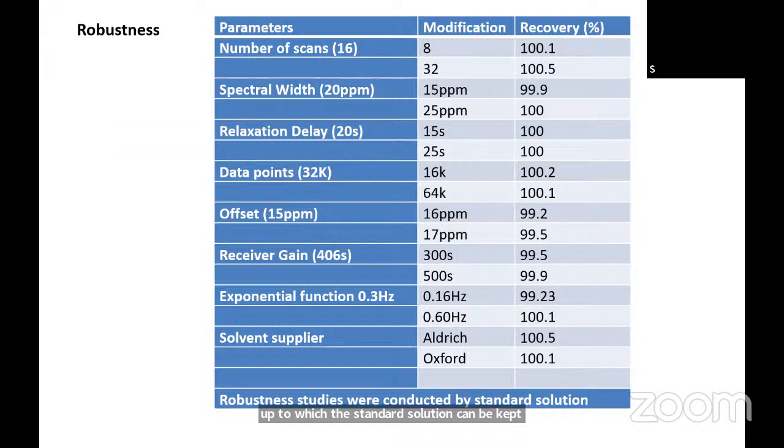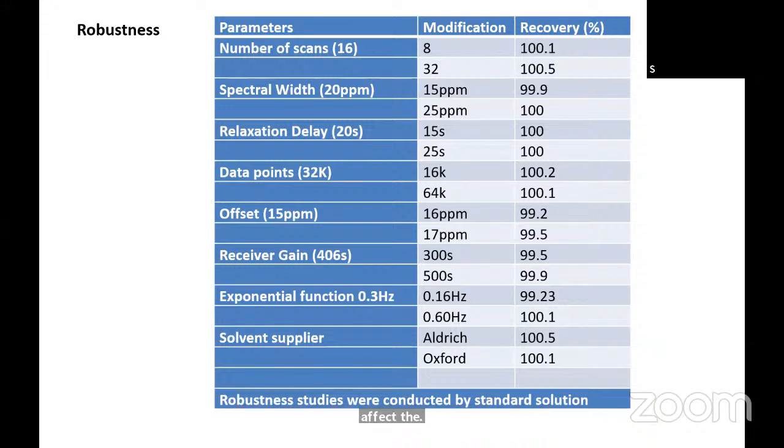Robustness. In the case of NMR, what are all the variables that have to be taken into consideration? We are using the number of scans. The default value is 16, so we change it to 8 and 32 and we have to verify. Spectral width. In proton NMR, spectral width is always taken as 0 to 20. Usually it does not affect the quality of the spectrum. Whatever width you have taken, it usually doesn't affect the quality of the output.